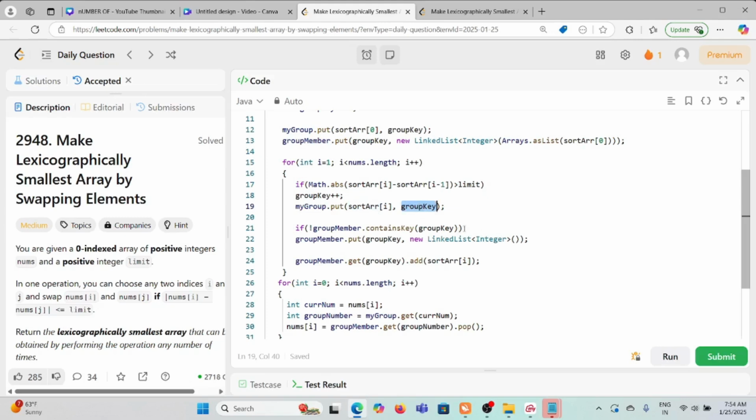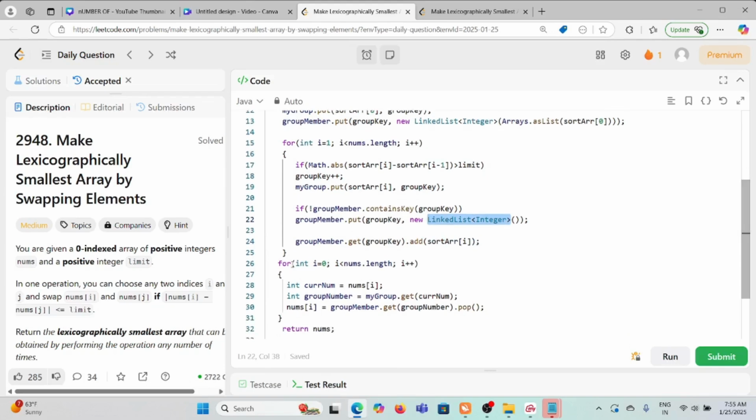Now what we are doing here is, if this group key is coming for the first time, that means we have to create a new list for that group key. And then we are adding that particular number to that group list. Now when we are done with this, we are coming out of this loop. Now we are again traversing through all the numbers of nums, and we pick the num at i.